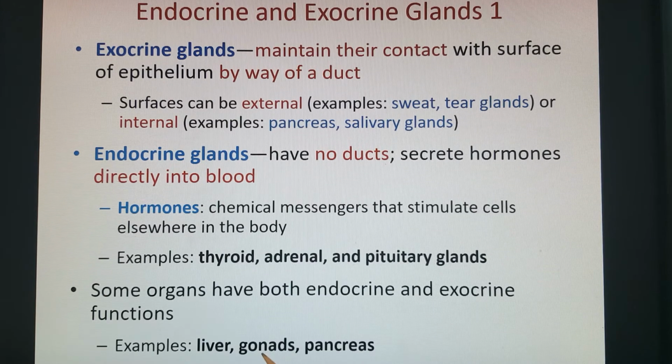Our gonads creating an exocrine product such as our sex cells, so a sperm and egg, and then also producing our sex hormones. Not really sex hormones. Anyway, testosterone, progesterone, and estrogen. The liver just does way too much work. It does a ton of work, and so no surprise, it's also exocrine and endocrine. Okay.